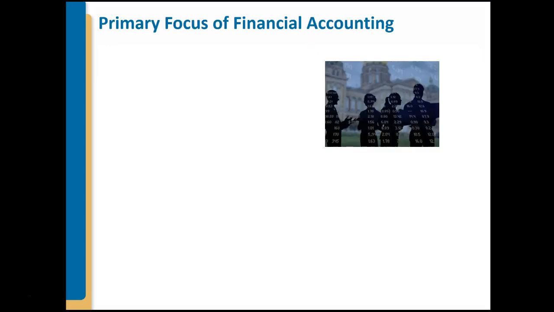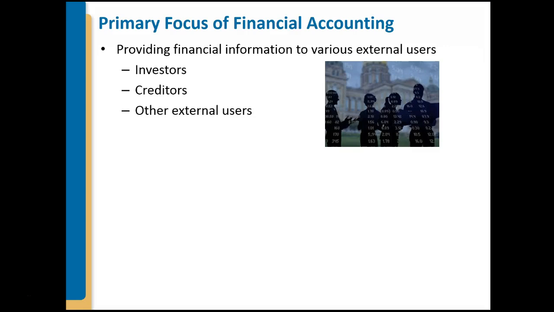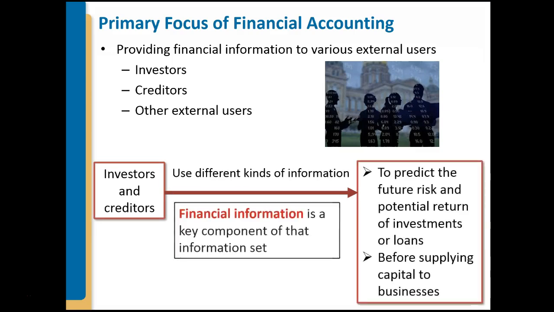The primary focus of financial accounting is on the financial information provided by profit-oriented companies to their present and potential investors and creditors. Now, one external user group, often referred to as financial intermediaries, includes financial analysts, stockbrokers, mutual fund managers, and credit rating organizations. These users provide advice to investors and creditors, and they make investment and credit decisions on their behalf. Investors and creditors use a lot of different kinds of information before supplying capital to businesses. They may learn about a company's products or its management, and then consider its competitors and the health of the economy more generally. Financial information is a key component of gaining information for their decision making.